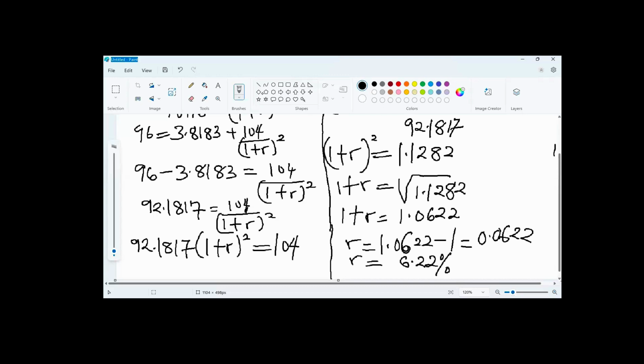Without getting this spot rate, you cannot do forward rates. We can now compute the spot rate at the end of year 3.